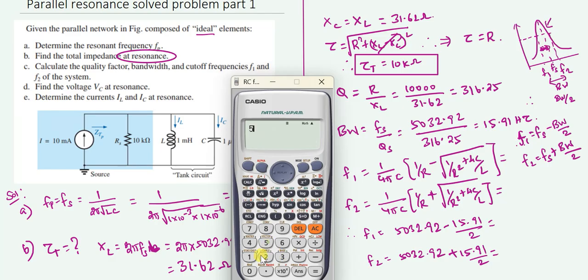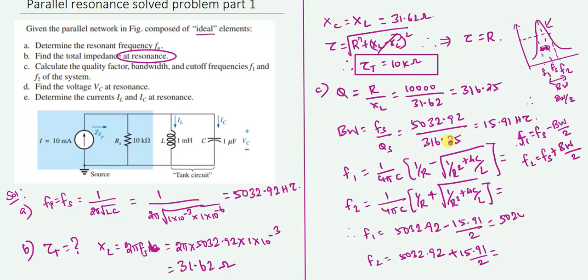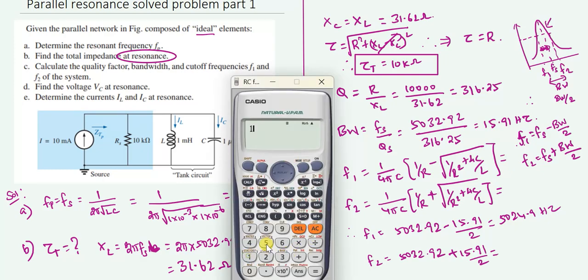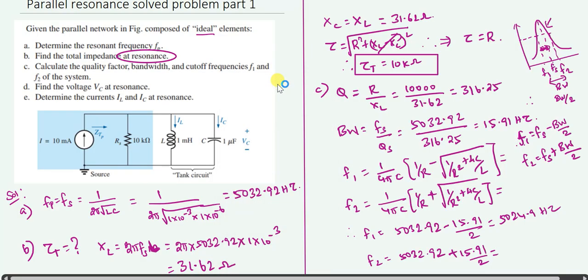So 5032.92 plus answer, sorry, minus answer, which is equal to almost 5024.9 hertz. And similarly, if you add this, 15.91 divided by 2 and 5032.92 plus answer, it is 5040.875.